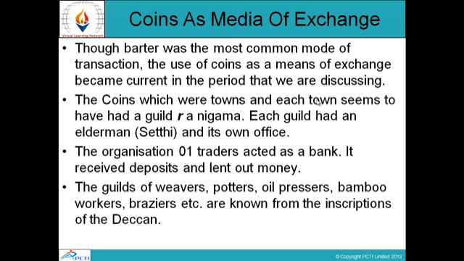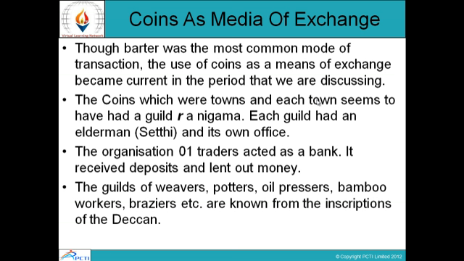Coins as media of exchange. Though barter was the most common mode of transaction, the use of coins as a means of exchange became current in the period that we are discussing. So coins also came in and became a main medium of exchange, though the barter system was still available.